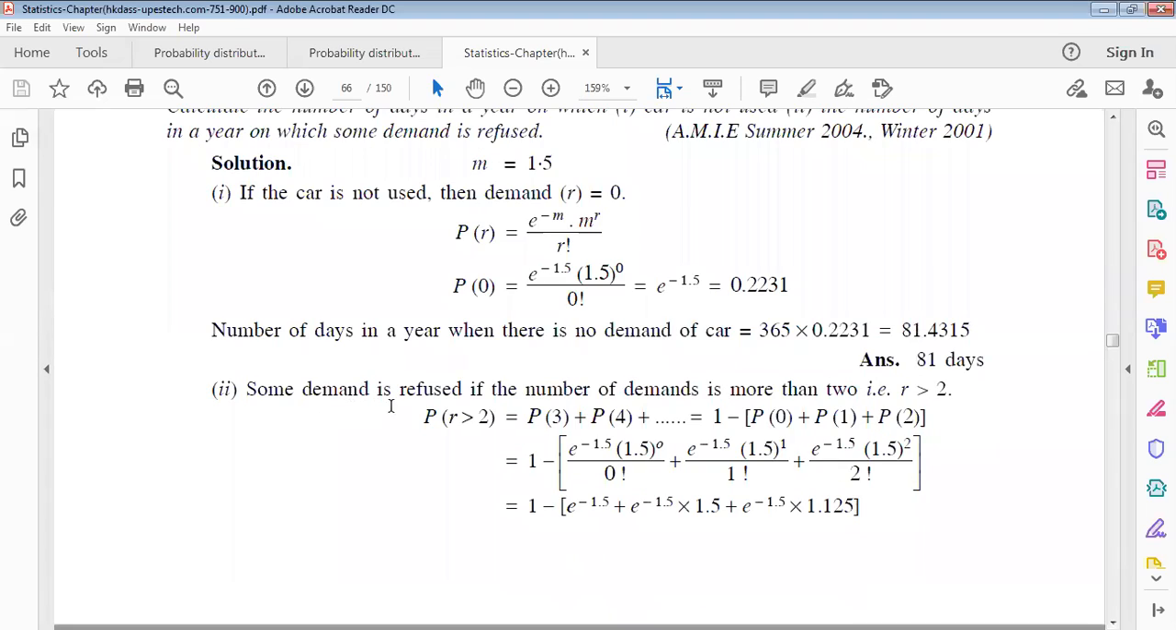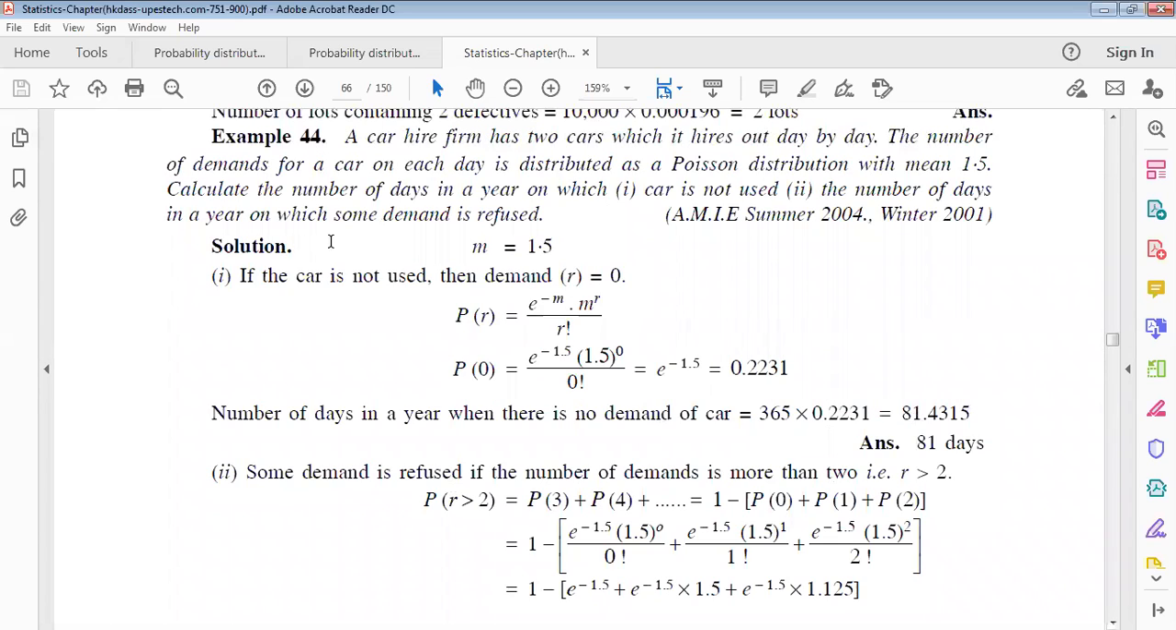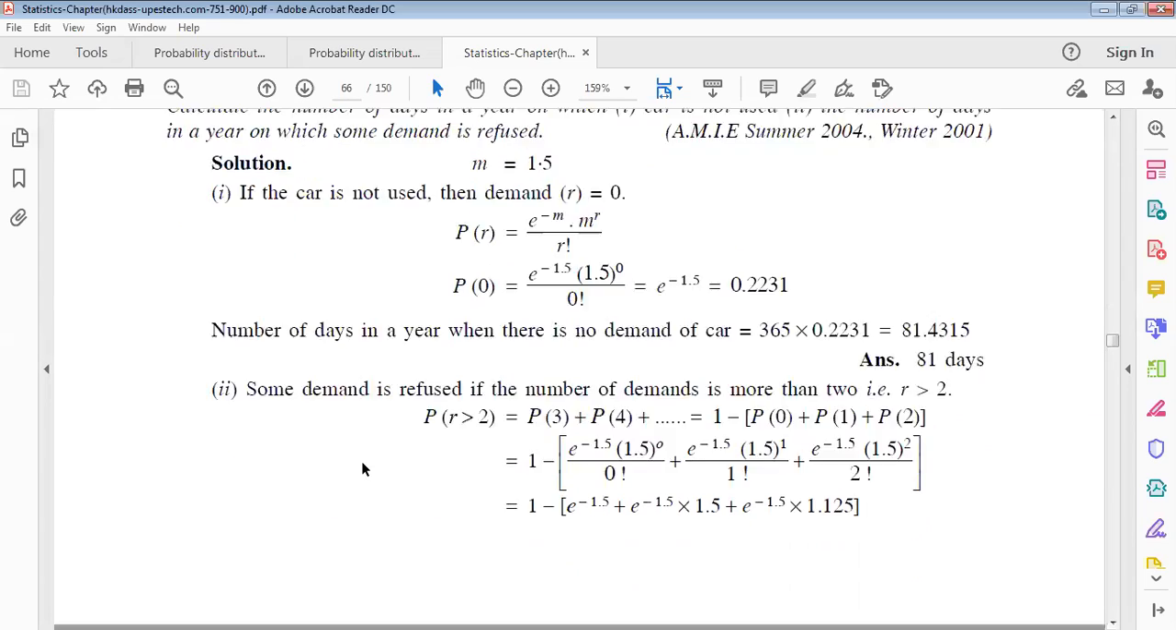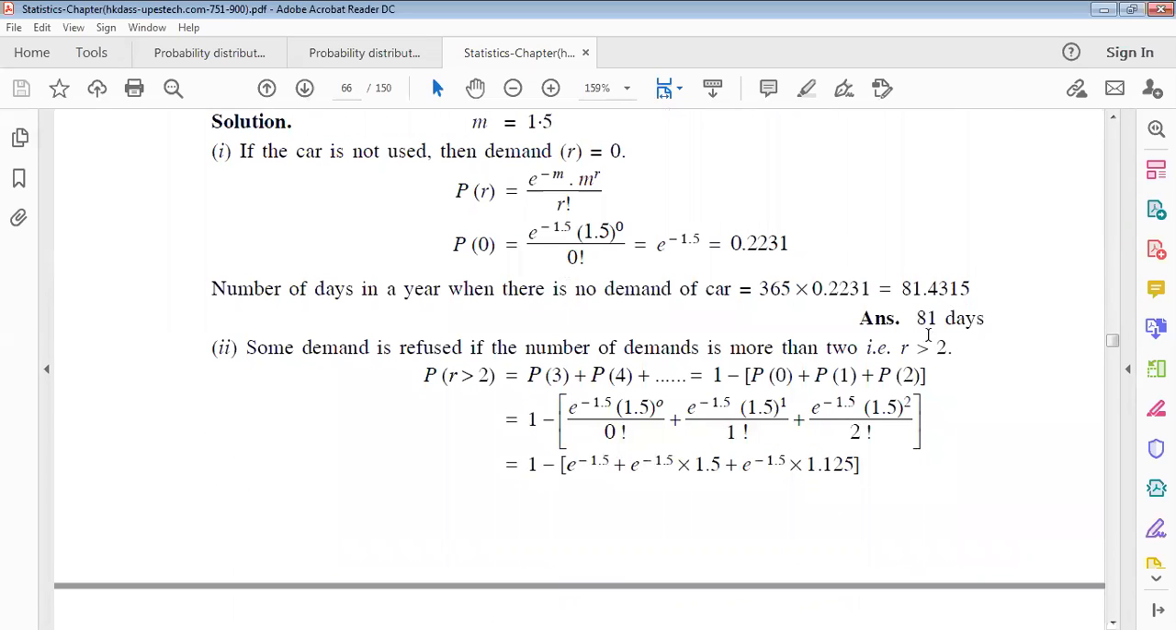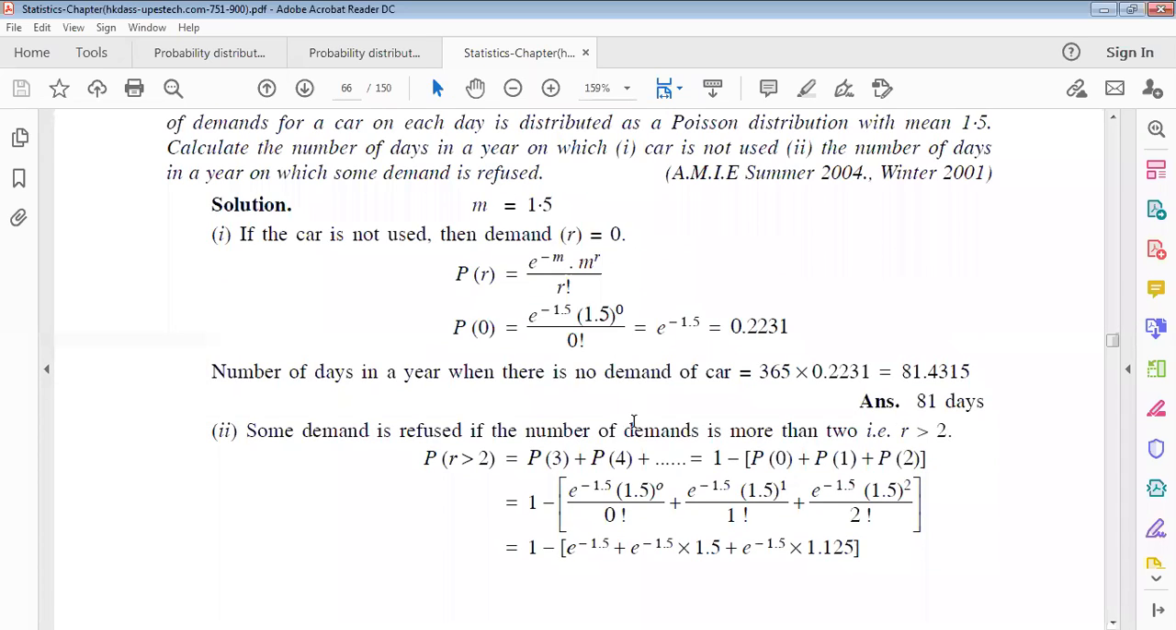Now some demand is refused if the number of demands is more than 2. That means we need the number of days in a year on which some demand is refused. So for the second case, some demand is refused if the number of demands is more than 2. Two cars can be supplied, but more than 2 will not be. So r is greater than 2. Now we have to find the probability of r greater than 2. That means r equals 3, 4, 5 and so on, for the 365 days.